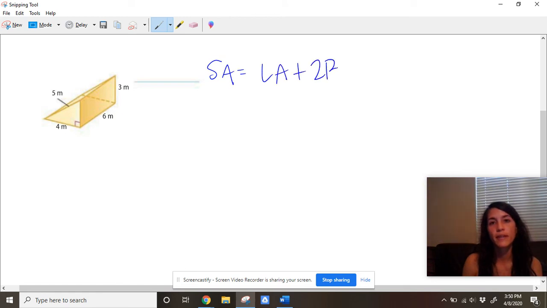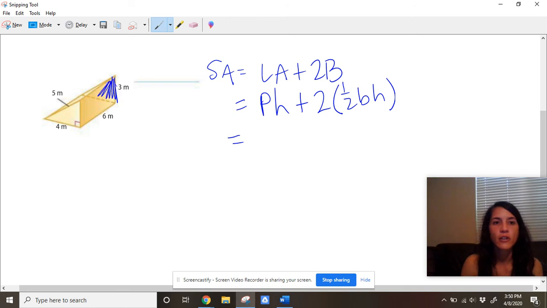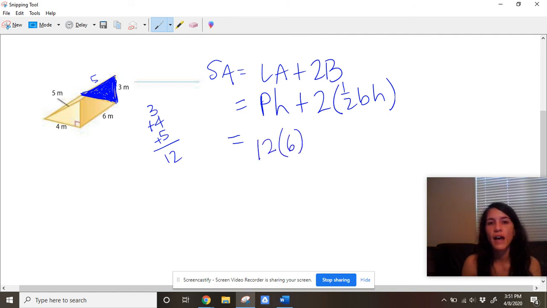Lateral area plus 2 of the bases. Lateral area is the perimeter times the height, plus 2 times 1/2 base times height. The perimeter, okay, I'm going to shade it in down here. Here's the base. The base, remember, has to be a triangle on a triangular prism. So for the perimeter, I see 3, this is 4, and this side is 5. So it's a 3, 4, 5. So what is that? 12. The perimeter of the base is 12 and the height is 6.